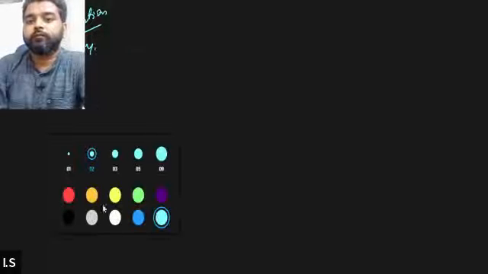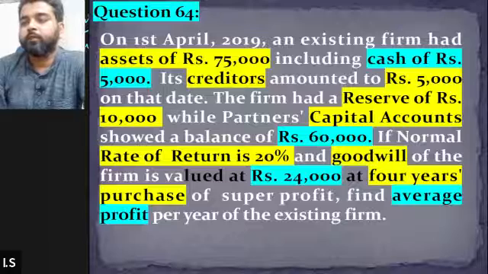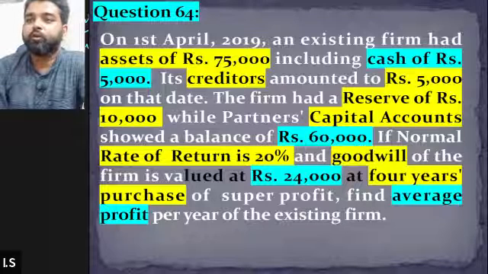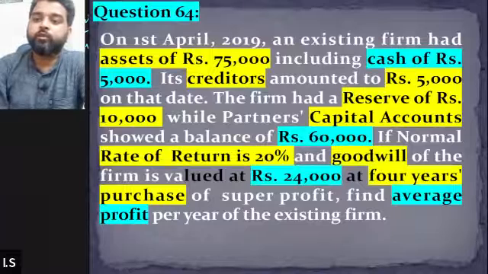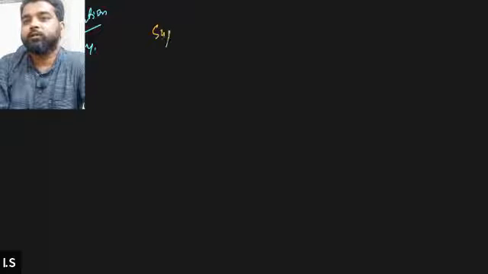Question number 64. First of all, since it is already mentioned in the question that goodwill has been valued at rupees 24,000 based on the super profit method, it is already written there. Goodwill of the firm is valued at 24,000 at 4-year purchase of super profit. That means to find out the goodwill, we have earlier applied the super profit method. So let's write down the formula for the super profit method.